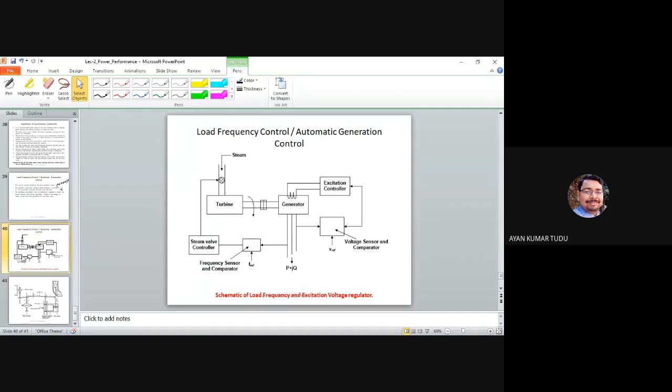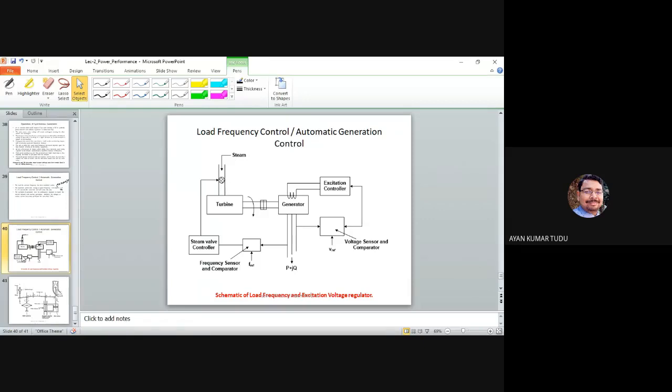Okay, so what happens is that with the passage of time, as the change in the load demand becomes very large, the controllers may be reset either manually or automatically.